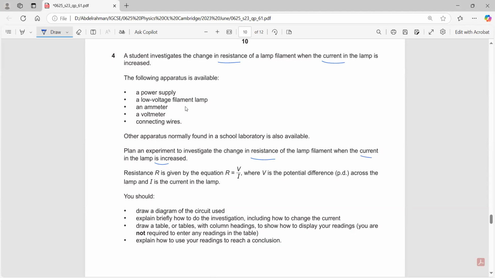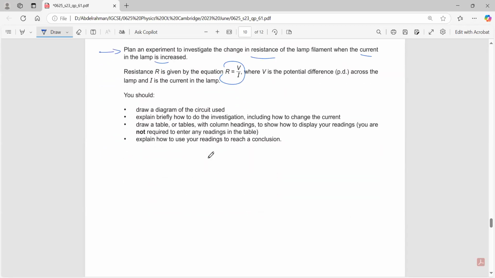You will change the current, and based on changing this current, you will measure the resistance. He has given you the equation to measure the resistance, R equals V over I. So the resistance R equals V over I, plan experiments. What should you do for this experiment? You need to set up a battery. Okay, draw a diagram. So how can I draw the diagram? I have the battery, the filament lamp. Let's say that we have a switch.